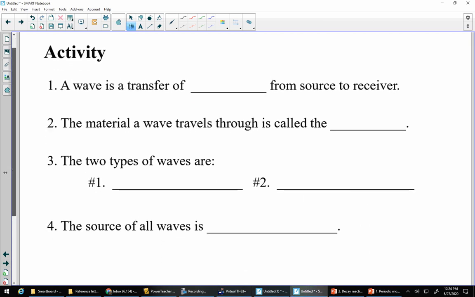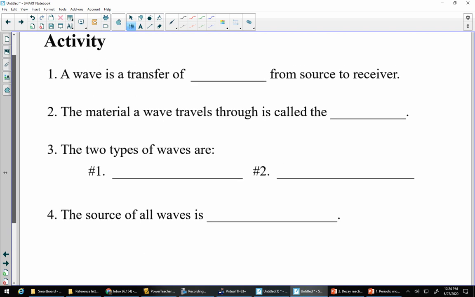Okay, so last thing, maybe just put this on pause and see what you picked up on. Go ahead and do that right now. Answer these couple of questions or fill in the blanks. All right, so if you answered a wave is a transfer of energy, perfect, you picked up on things. The material a wave travels through, well, that's called the medium. So waves travel through a medium. Well, some waves travel through a medium, which leads us to the next thing.